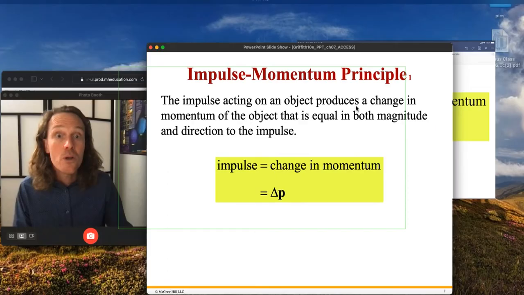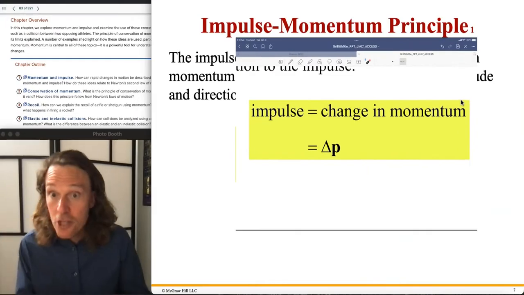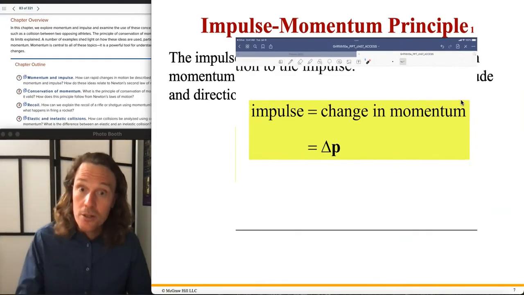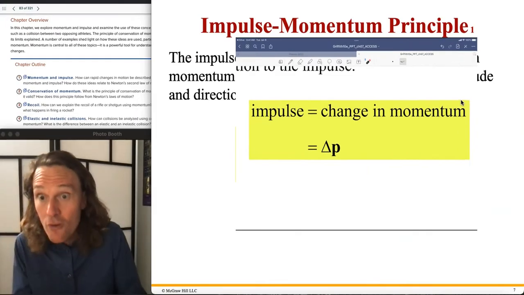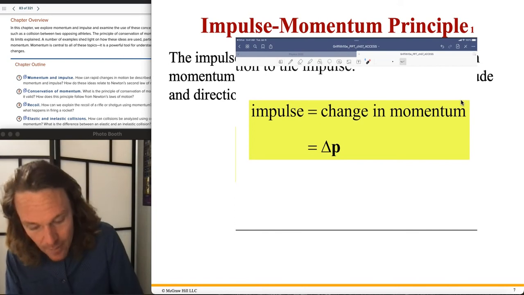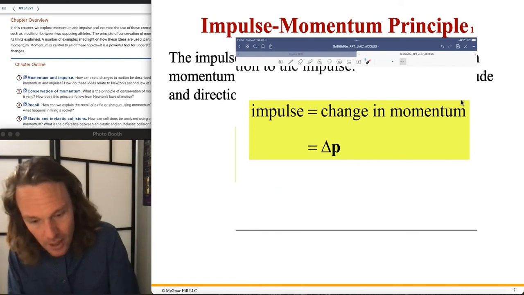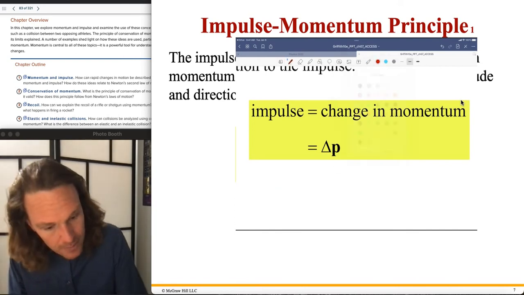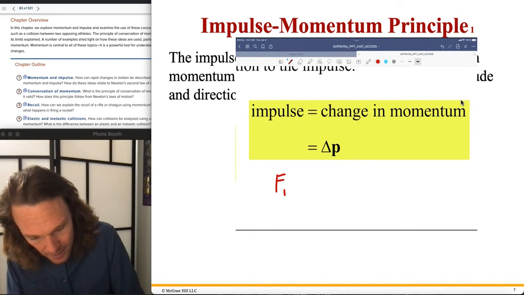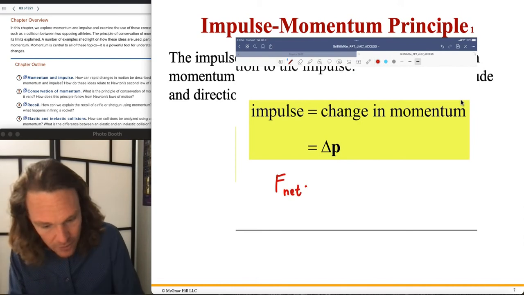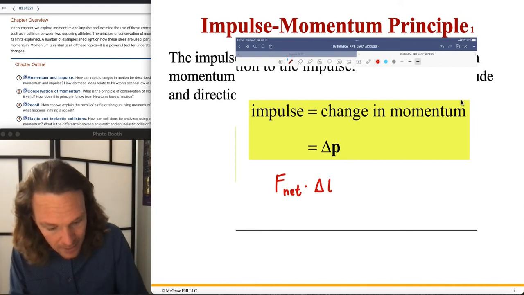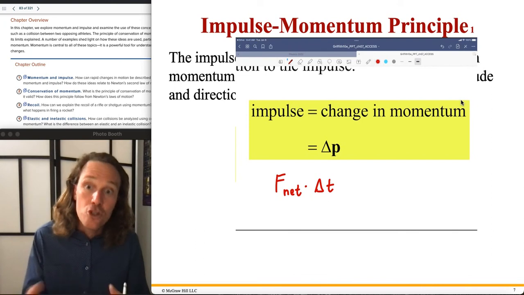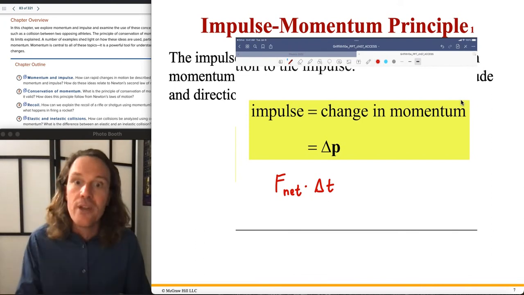So basically, the 4 things that we don't know about this equation, or that we could solve for algebraically, on the impulse side would be the force. So F net, that's one of the things we could solve for. The other thing would be delta T, and you would solve for that not as two separate values, it's just a single thing.